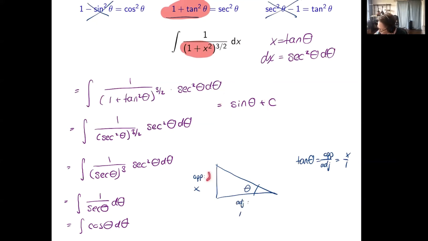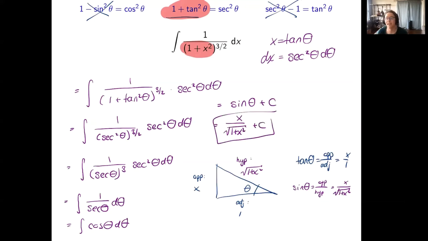Sine is opposite over hypotenuse, which means I need to figure out the hypotenuse. And the hypotenuse I can figure out using the Pythagorean theorem. This is going to be the square root of 1 plus x squared. So then sine of theta is opposite over hypotenuse, which is x over root 1 plus x squared. So this turns into x divided by the square root of 1 plus x squared plus c. And that is my antiderivative.